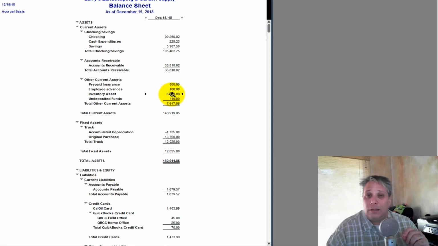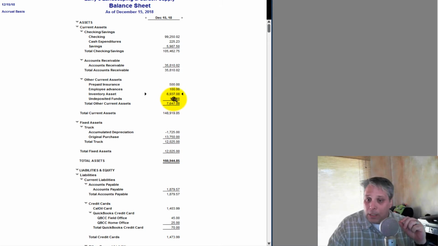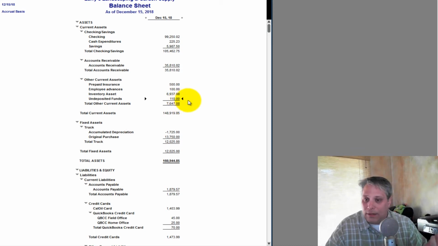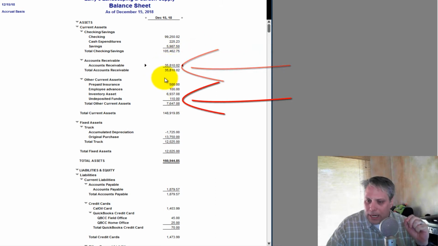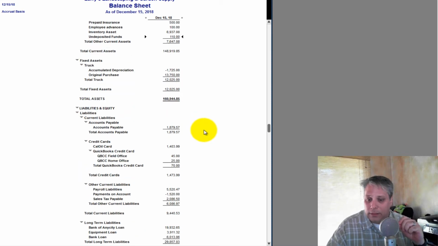Definitely do not include inventory, because inventory may or may not be saleable quickly enough to use that money when I need it right away. Undeposited funds, yes, because that literally represents money I've received but just haven't put in the bank yet. So I would definitely consider that. So take the total checking savings plus the accounts receivable plus undeposited funds. And pretty much that's the current assets figure that we're going to use for purposes of the quick ratio calculation.